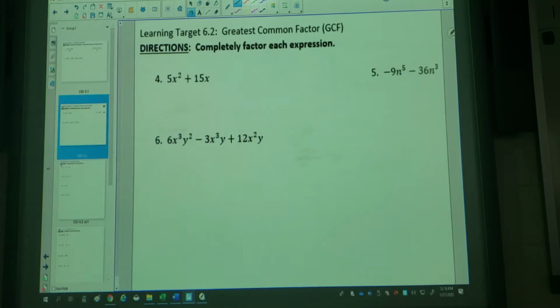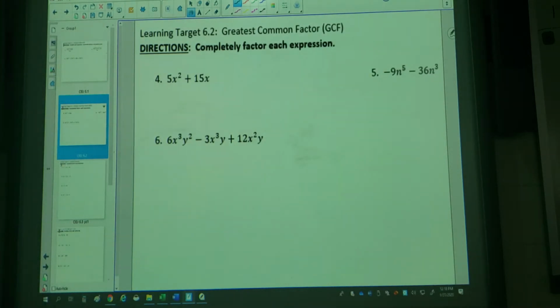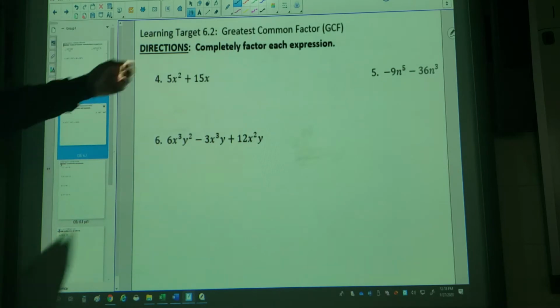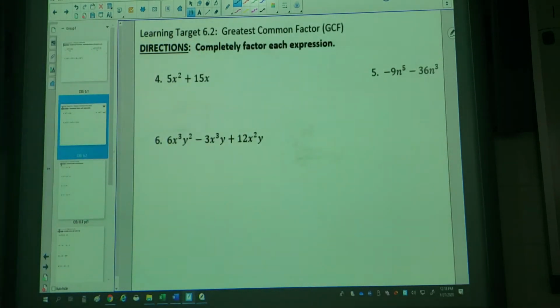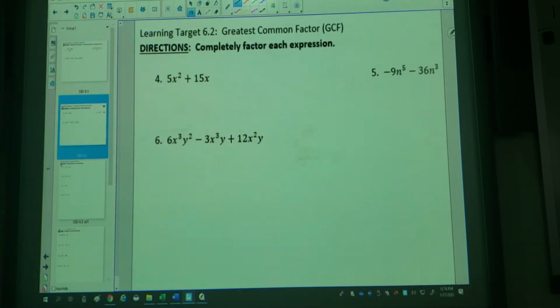As we move on to learning target 6.2, we're going to start looking at the greatest common factor. Now, this question specifically says completely factor each expression, but essentially by completely factoring each expression, we can figure out the GCF. So we'll actually do both questions at the same time. While we're doing these questions, we're looking for things that are in common. So we're looking to break these questions down into smaller pieces.